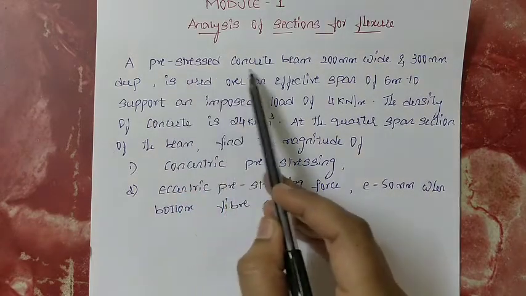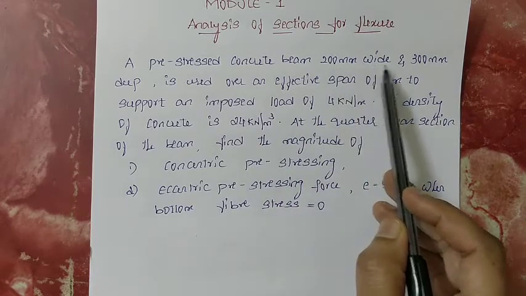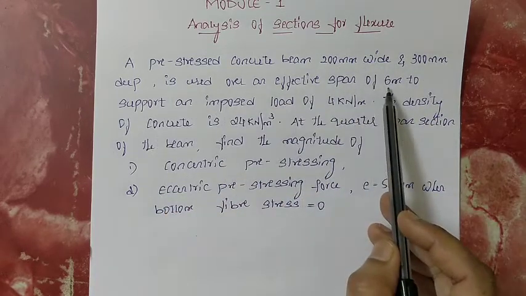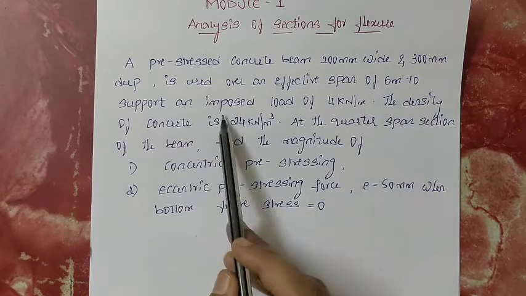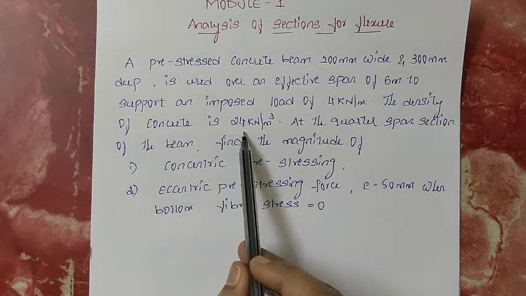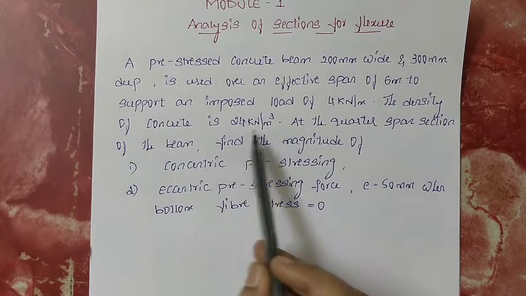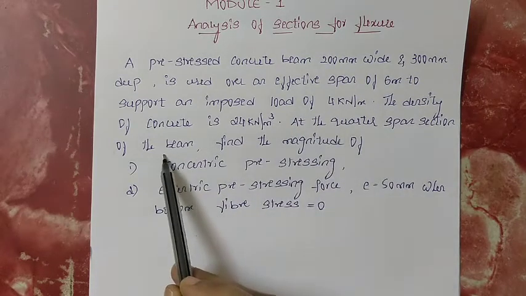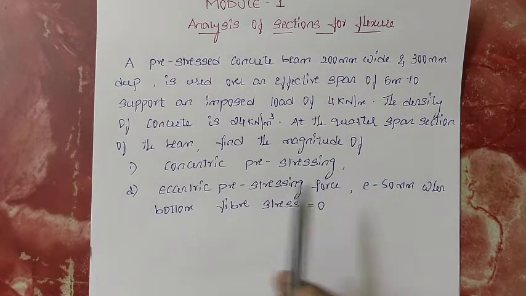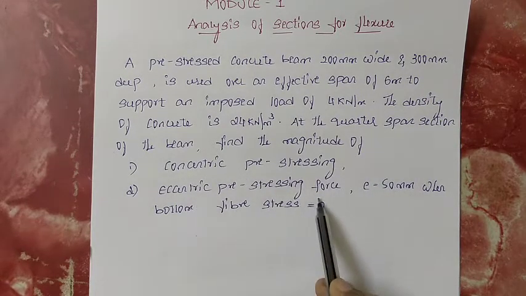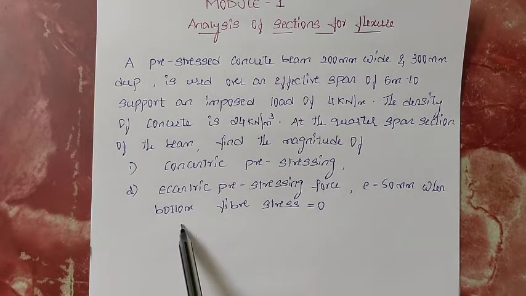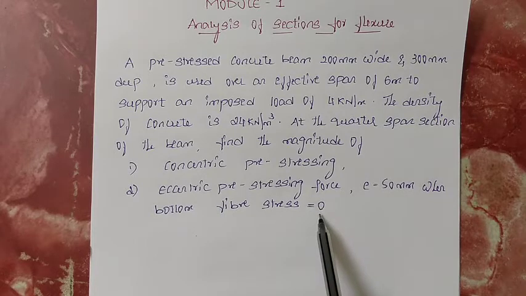A pre-stressed concrete beam, 200 mm wide and 300 mm deep, is used over an effective span of 6 meters to support an imposed load of 4 kN per meter. The density of concrete is 24 kN per meter cube. At the quarter span section of the beam, find the magnitude of concentric pre-stressing force and eccentric pre-stressing force when eccentricity equals 50 mm and when the bottom fiber stress equals 0.